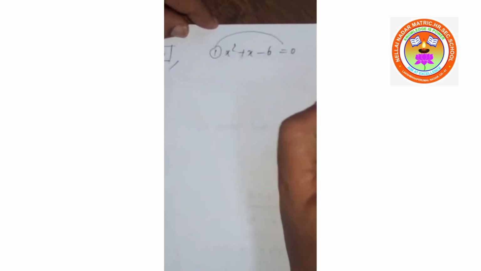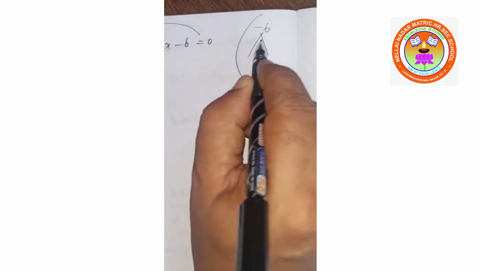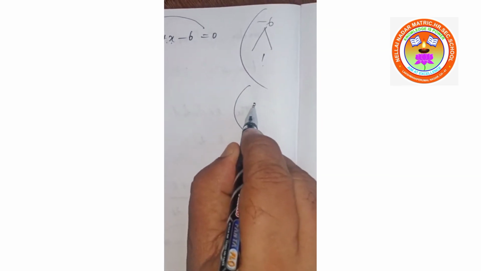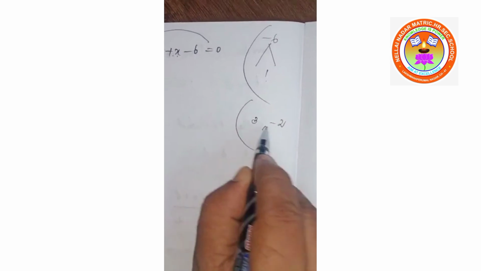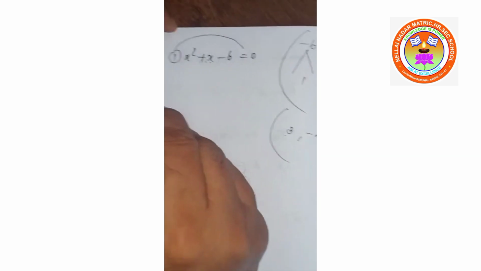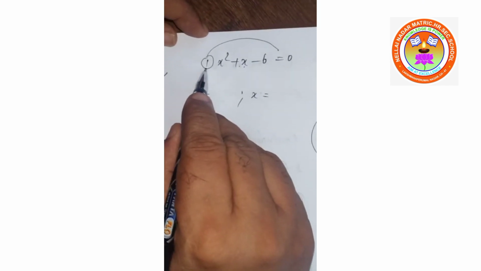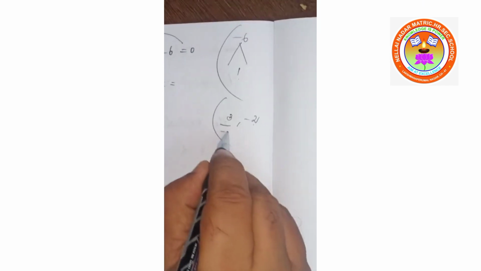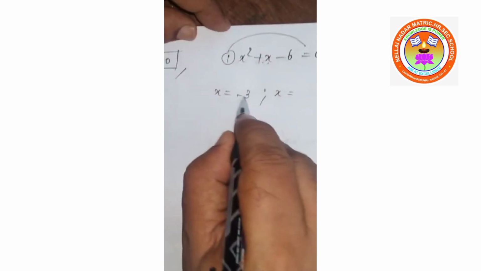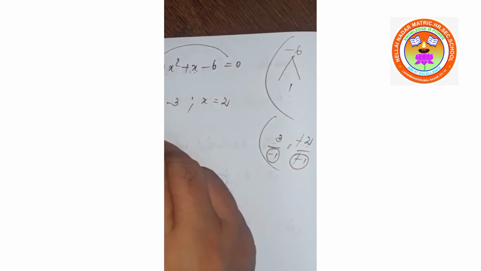1 into minus 6, that is equal to minus 6. Coefficient of x equals 1. Product minus 6, sum 1. The two numbers are 3 and minus 2. 3 into minus 2 equals minus 6. 3 minus 2 equals 1. Here you can find the values of x directly. Coefficient of x squared is 1. You have to write minus 1 in the denominator. 3 by minus 1 equals minus 3. And minus minus get cancelled. 2 by 1, that is equal to 2.